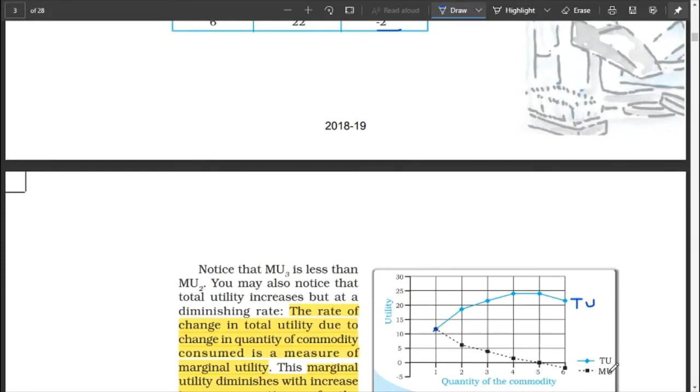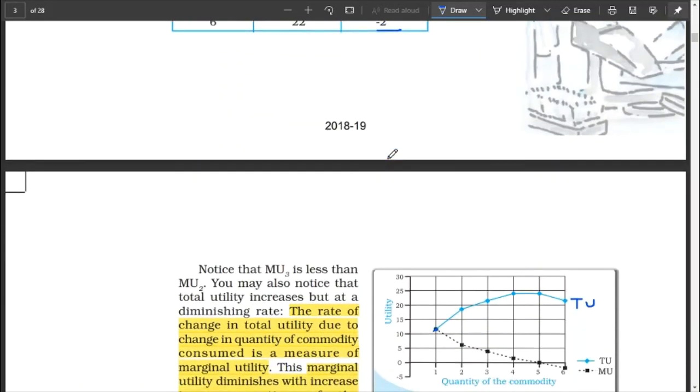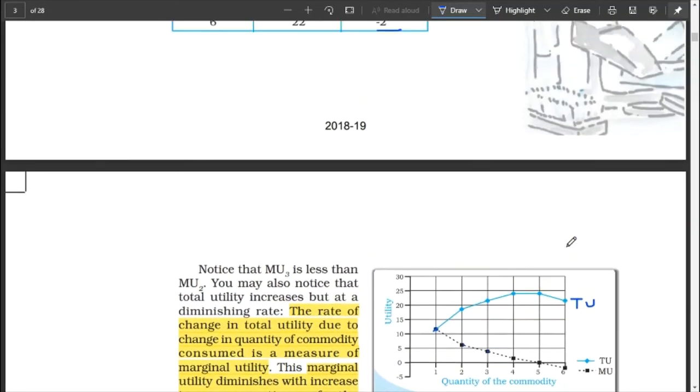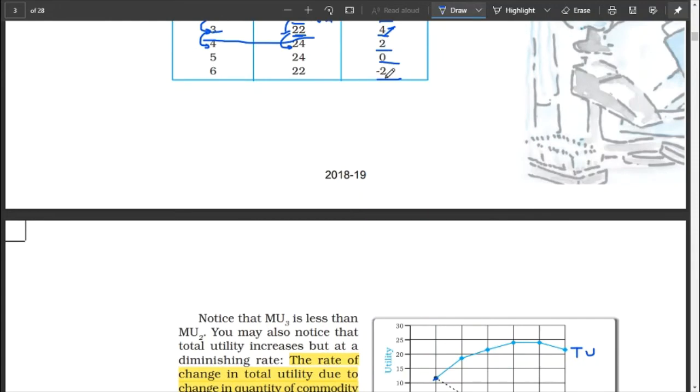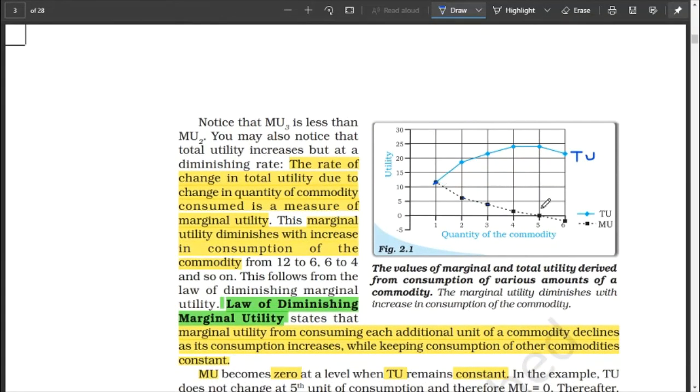But if you plot the MU curve, by consuming the first unit you get 12. It starts from the same point. But as you go on consuming, you get less and less. You'll get this kind of a curve. First unit, you get 12. Second unit, you get 6. And you get 4, 2, 0, and it can also be minus. As you consume more and more, you get minus 2. So that's why the shape of this curve goes below the axis. So this is the MU curve.